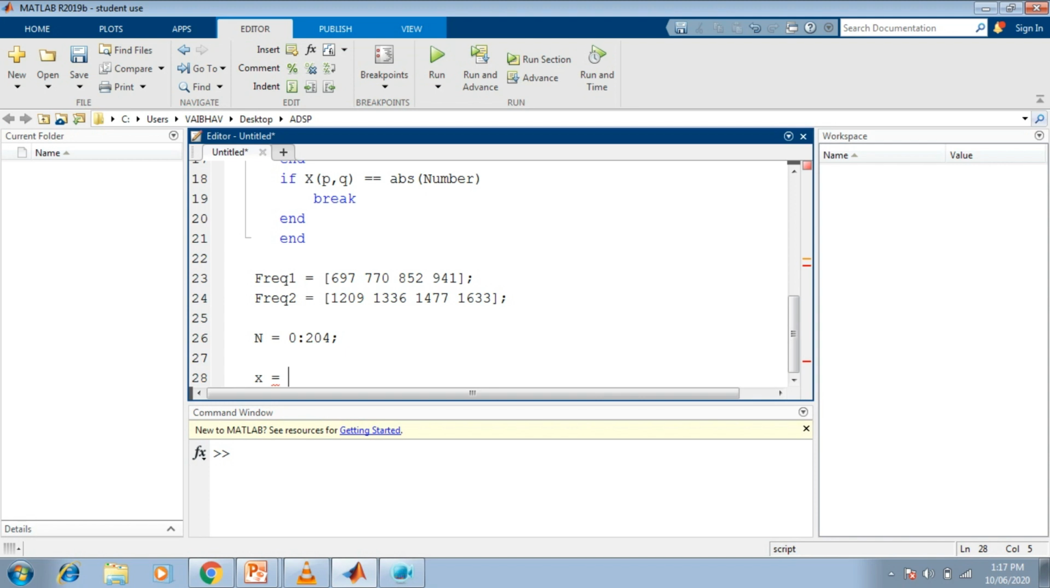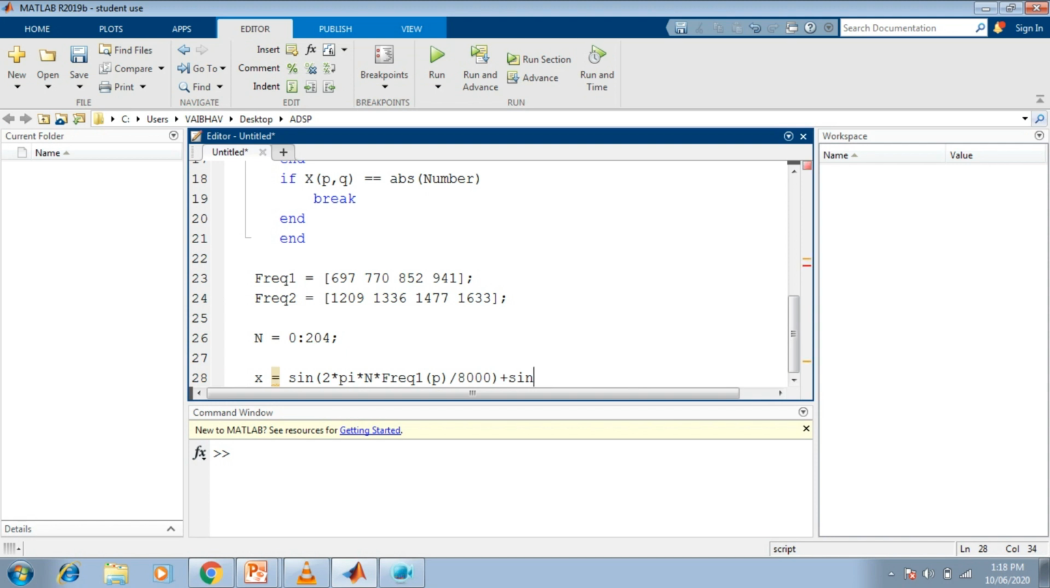So for the sinusoidal form we make use of the trigonometric function sine, where we have 2 multiplied by the constant pi, multiplied by the capital N that we have already defined, multiplied by the first frequency component, hence FREQ1, and here we provide small p within this parenthesis, and let us have it divided by 8000.